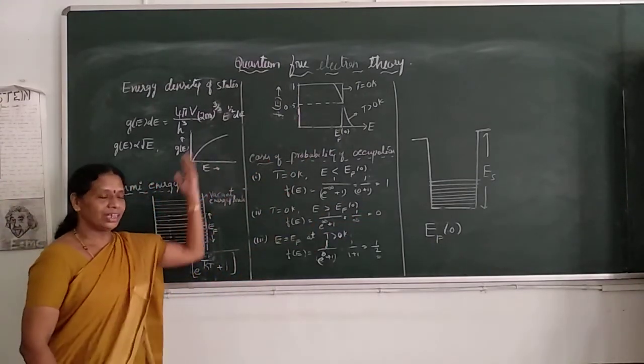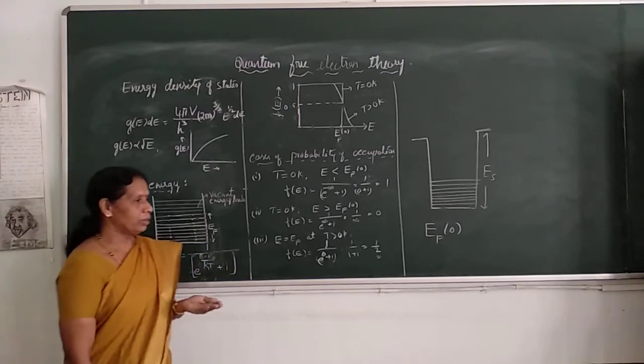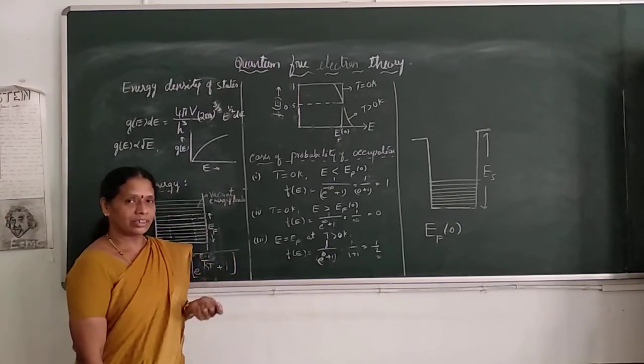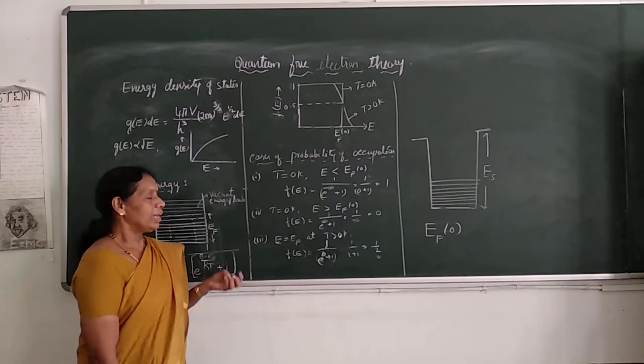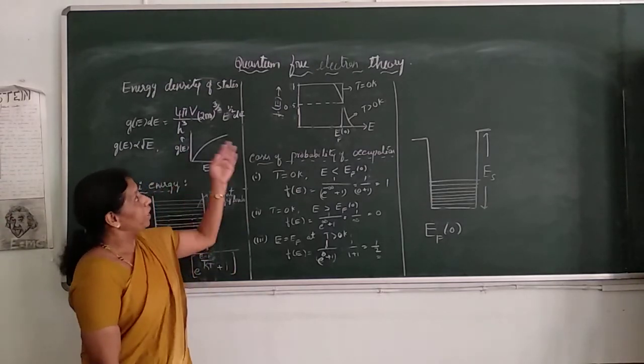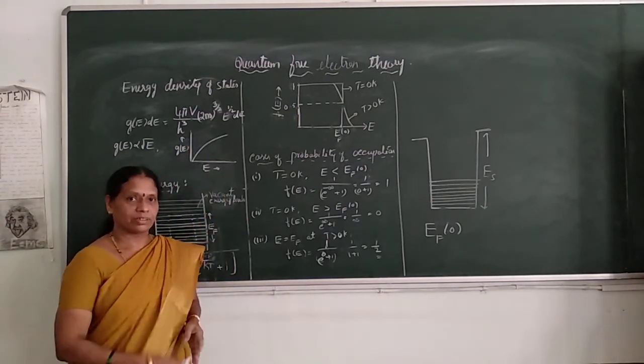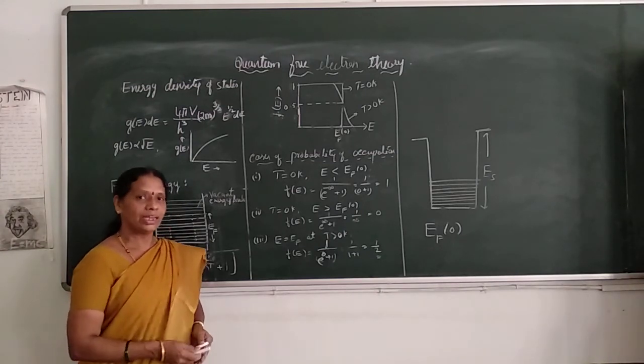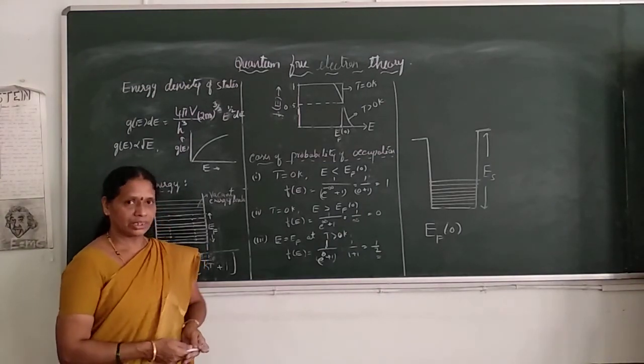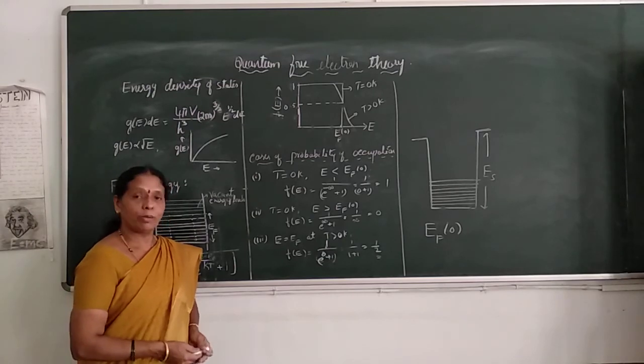Using these things, let us derive the expression for the Fermi energy at absolute 0. And let us see how this quantum free electron theory explains the facts which are not explained by classical theory. Let us consider that in the next class. So, I stop here. Thank you.